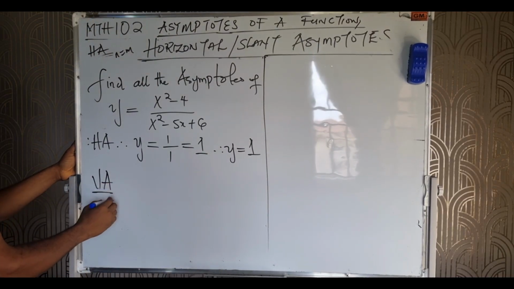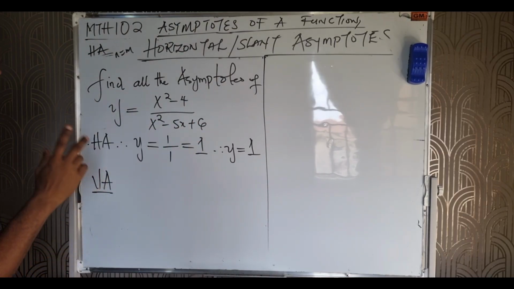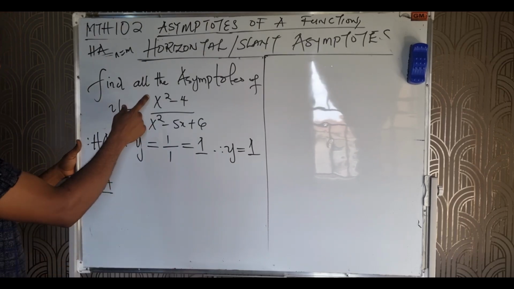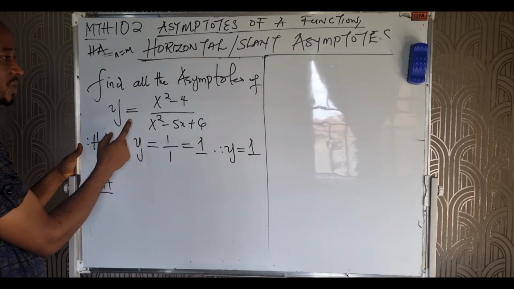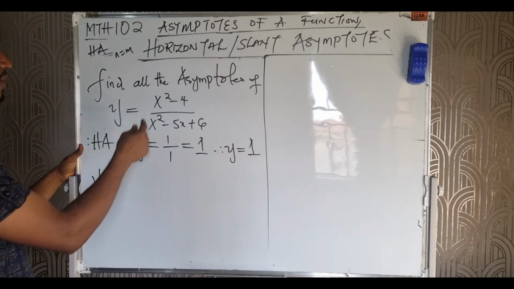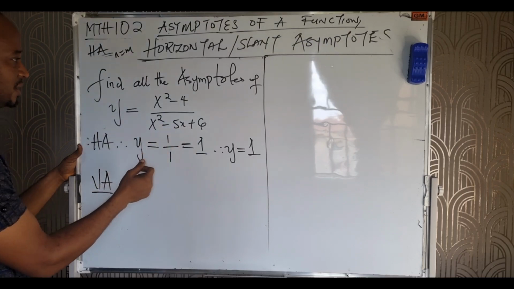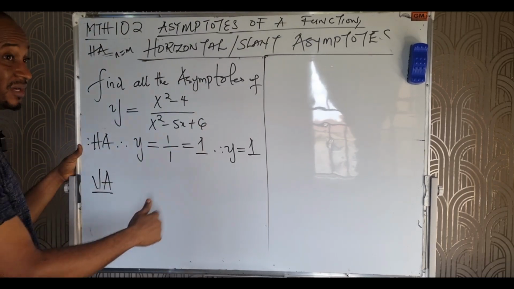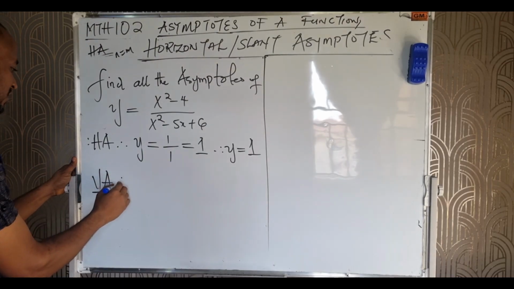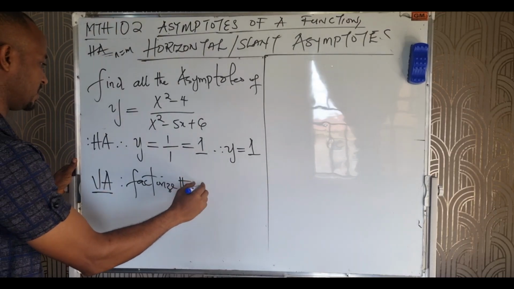Vertical asymptotes, we are given this function. What we have to do is factorize. Whenever you can factorize both the numerator and the denominator, please do so and see if there are any factors that can cancel out. So here we have s squared minus 4. Here we have s squared minus 5s plus 6. Both the numerator and the denominator can be factorized. Are you there? For the vertical asymptote, we factorize the function.